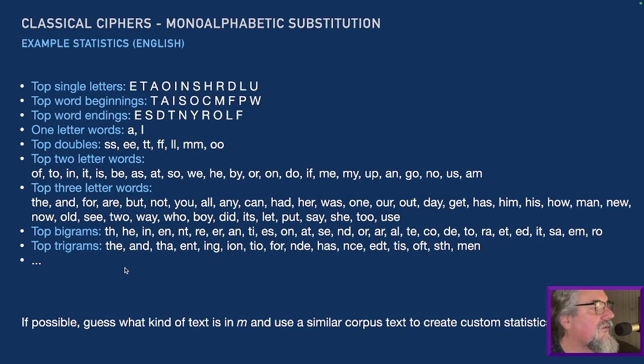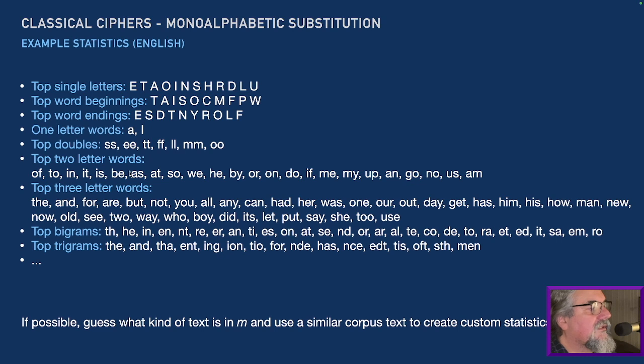Anyway, here are some more things you can use. These are the top single letters in the English language in order. The top beginning letters at the beginning of words. The top ending letters, the last letter in a word, are in this order. You have some words that are only one letter long, and very often those one-letter words will be either A or I. You have doubles, and if there's an XX in the ciphertext, it's probably SS, EE, TT, FF, LL, MM or OO in the clear text. One of those, very likely.